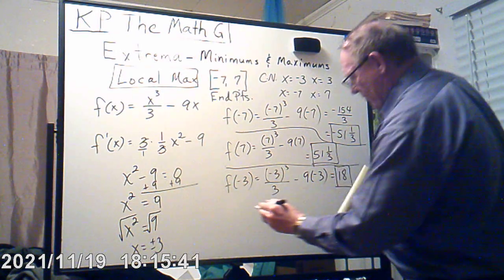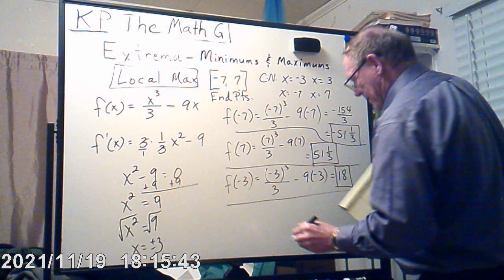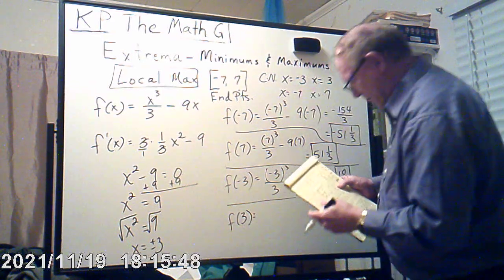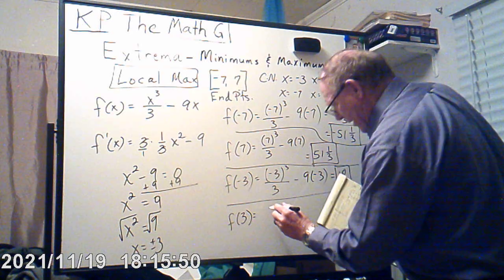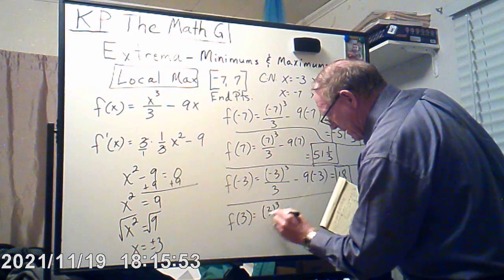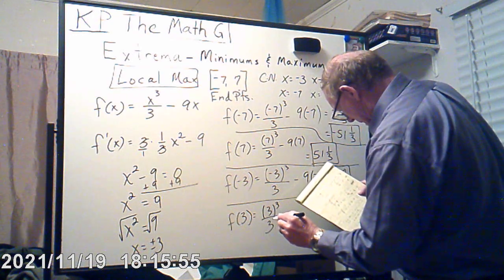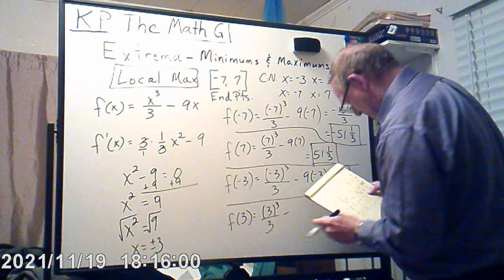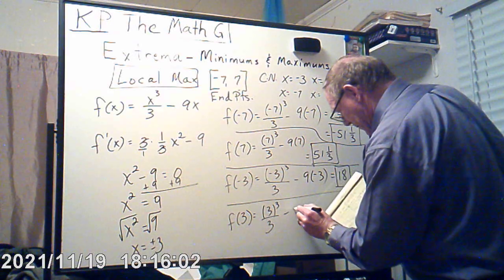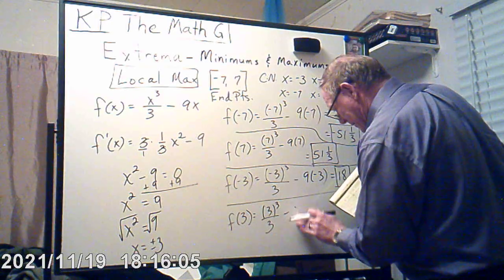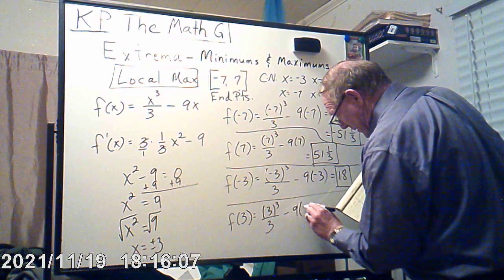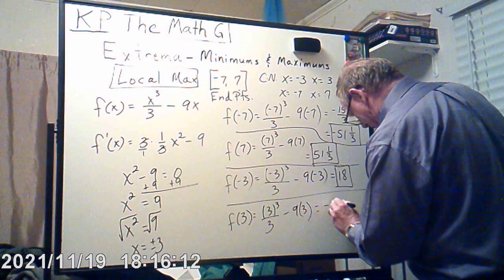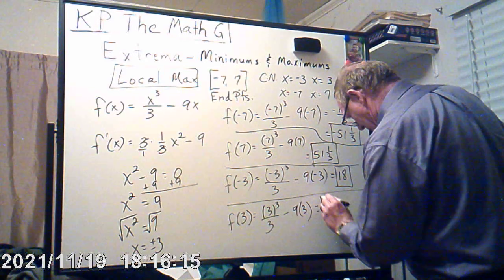And then finally, F at 3 is equal to 3 cubed over 3 minus 27. Yep, minus 27, or 9 times 3 rather, which is 27. And that is equal to -18.